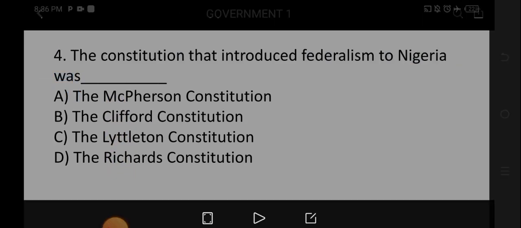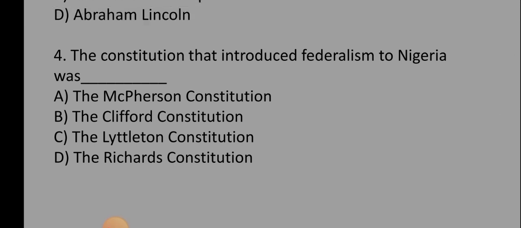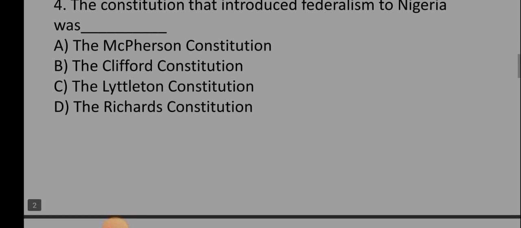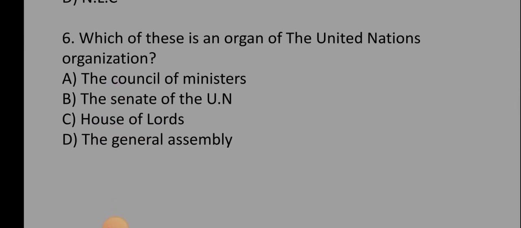The next one: the constitution that introduced federalism to Nigeria was dash. Option C, which is the Lyttleton Constitution. Number 5: which of the following is not a pressure group? PDP. Option A is the correct option. Number 6, let's go: which of these is an organ of the United Nations Organization? D, the General Assembly.